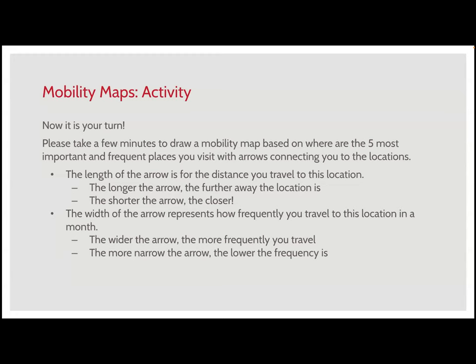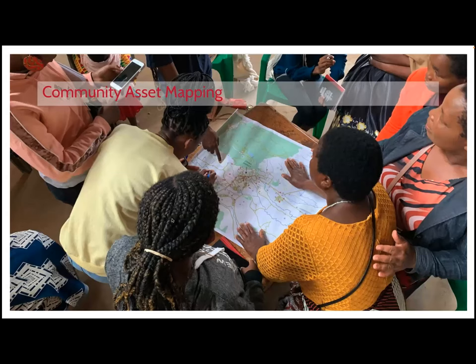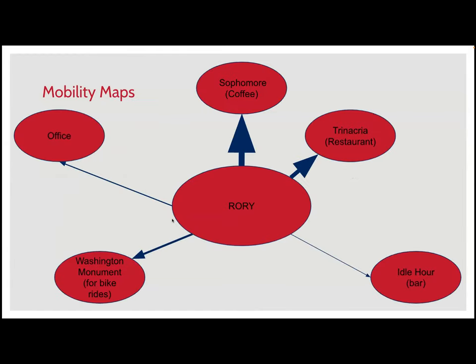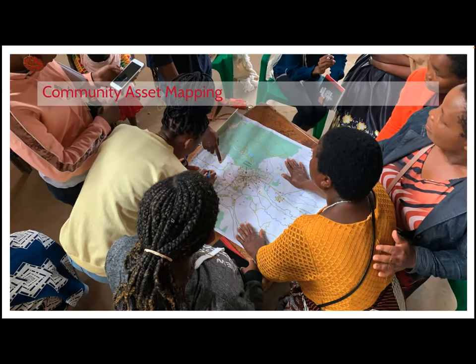Okay, so hopefully I'll answer some of the questions. I'm going to go pretty quick because we only have 10 minutes left. I'm going to share my screen again. Cool. Hopefully everyone can see. So the next step after doing mobility maps is the community asset mapping. Here's a picture from one of the activities we did in Zomba, Malawi. You can see a bunch of women gathered around a map that Brent made from OpenStreetMap, and there you can see one of the members has a pen that they're using to draw data onto the map.